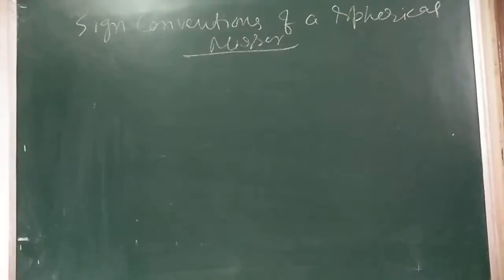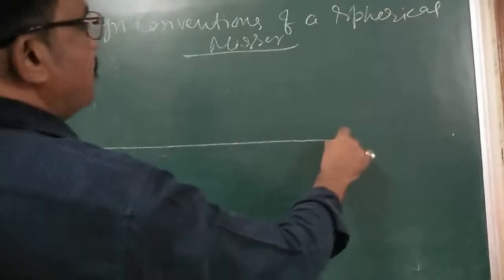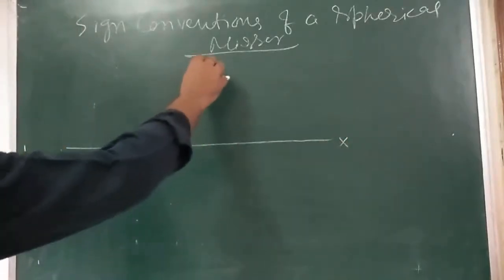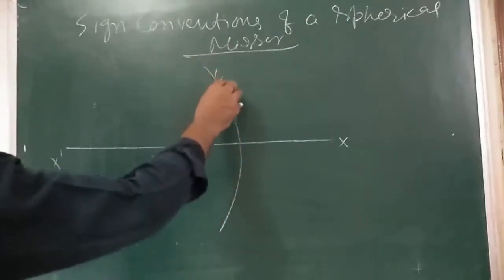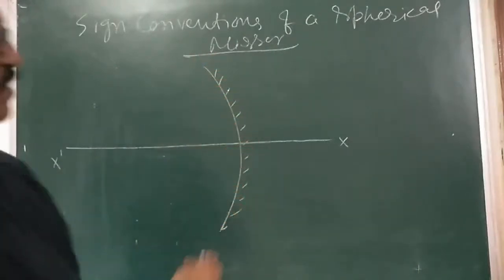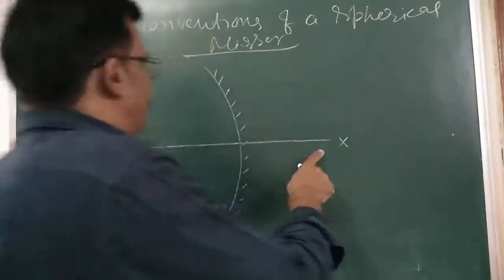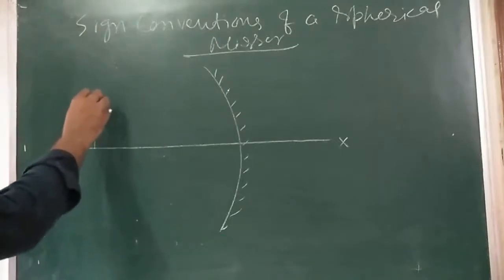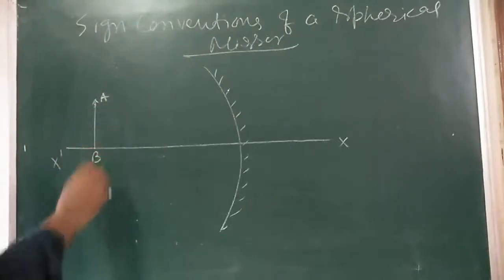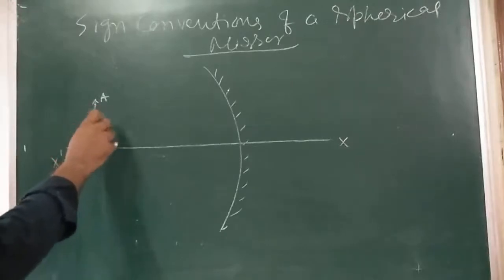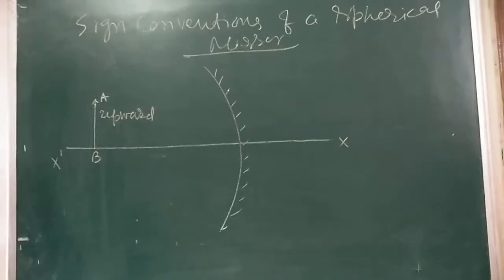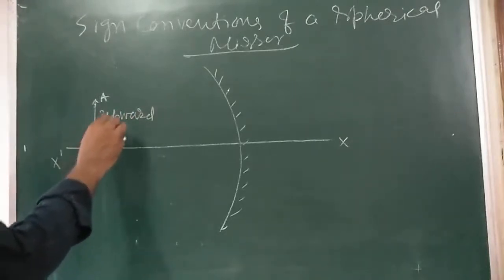For that, first I will draw the diagram. Suppose this is our principal axis. This is our concave mirror. Suppose here is our object A and B. Upward height, this is upward. Upward height is always taken as positive.